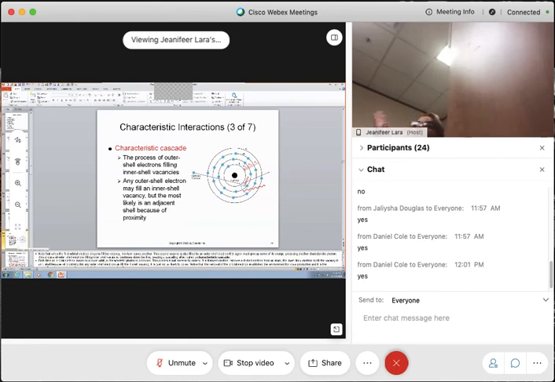So, keep going. We're talking about the characteristic cascade, the process of the outer shell electrons filling the inner shell vacancies. That's what the characteristic cascade is talking about. You drop down to fill in a vacancy for the inner shell. Any outer shell electron may fill an inner shell vacancy, but it is most likely going to be by proximity.